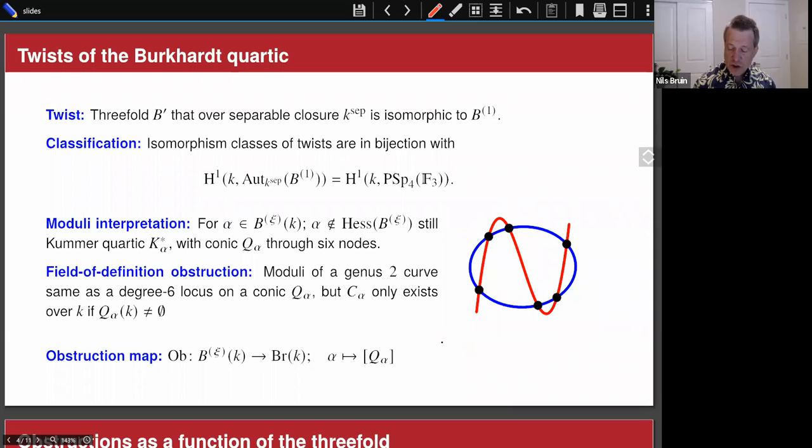So we get an obstruction map, and this generally consists of moduli spaces of genus 2 curves, where for your point, you can assign to it the class of this conic. The isomorphism class of that conic gives you an element in the Brauer group of your base field, and only if that is trivial do you have a rational point on your conic, and hence can you realize your moduli.